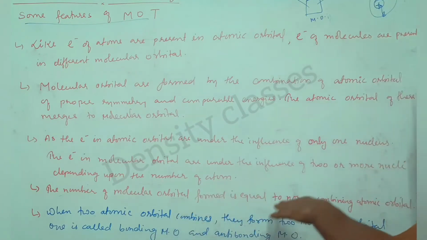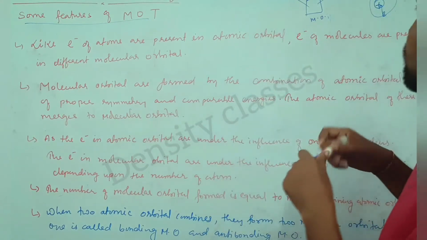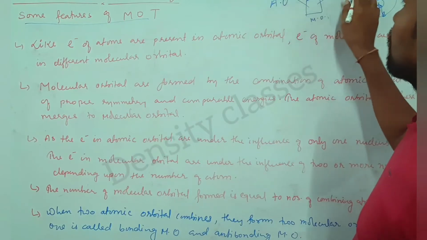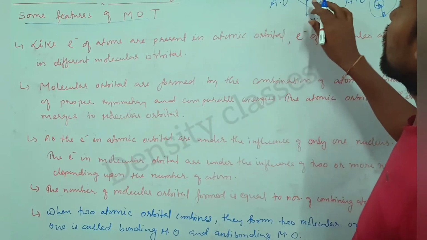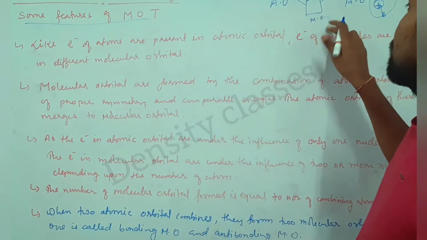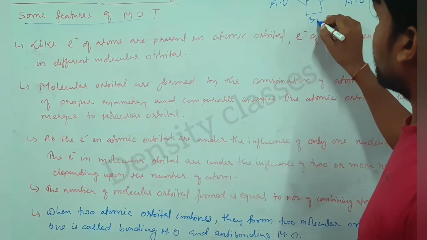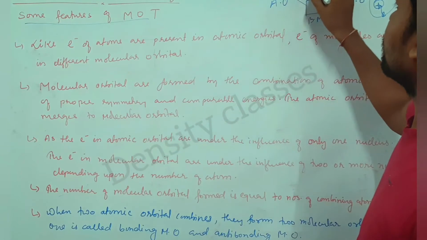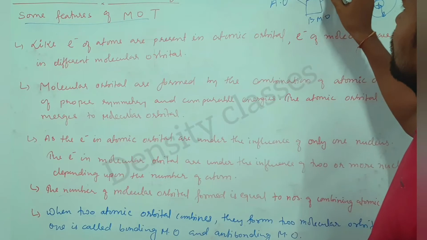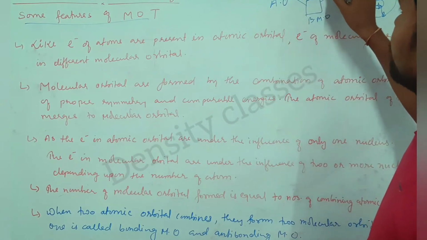The fourth point is: the number of molecular orbitals formed is equal to the number of combining atomic orbitals. See here, these are combining atomic orbitals. How many atomic orbitals are there? Two atomic orbitals, so two molecular orbitals will be formed. One molecular orbital formed down is called the bonding molecular orbital, and another molecular orbital formed up is called the anti-bonding molecular orbital.